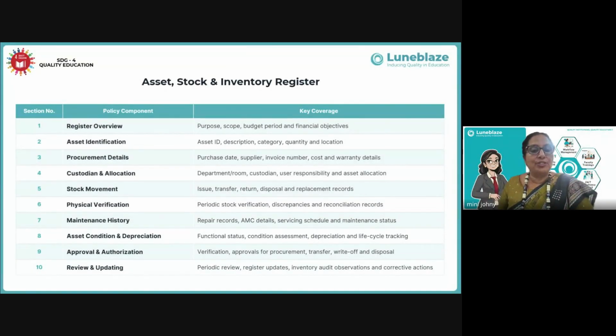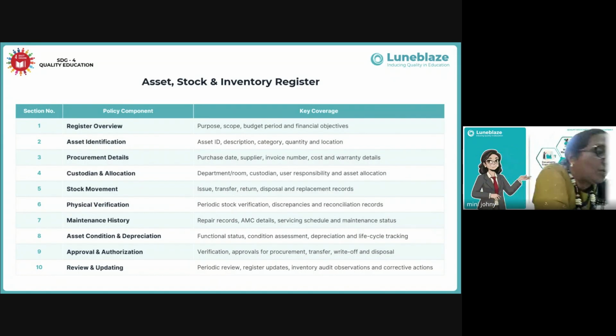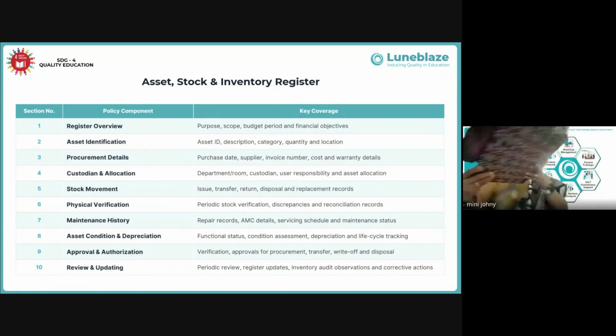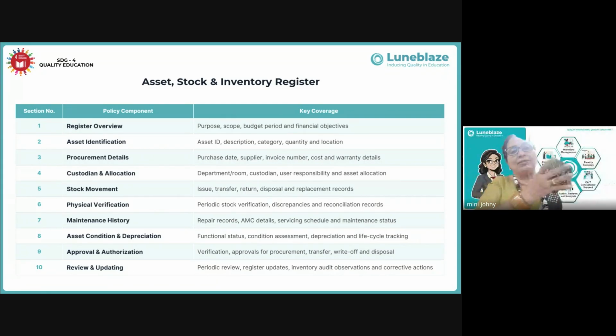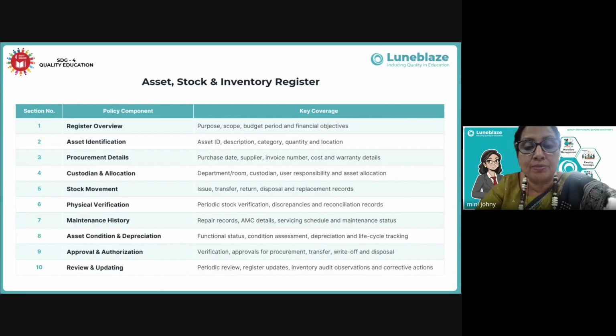Policy component, register overview. So there is a purpose, a scope, a budget period and financial objectives. Asset identification: we should have IDs. I have taken one example, our affiliation file. It should have a number, an ID, for what purpose it is. It describes the category, quantity and location. So this is a file.